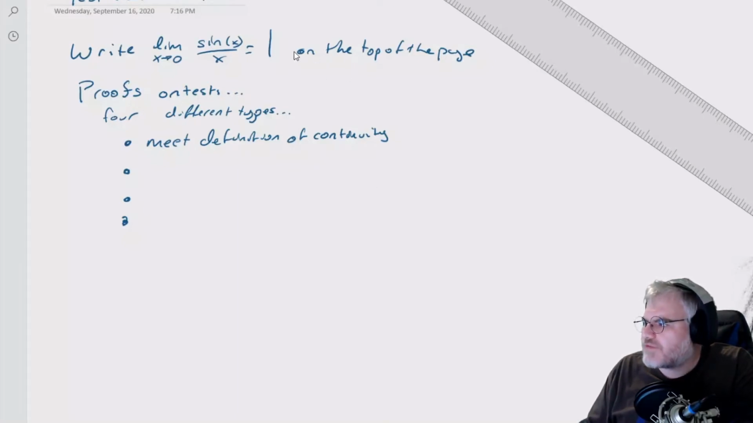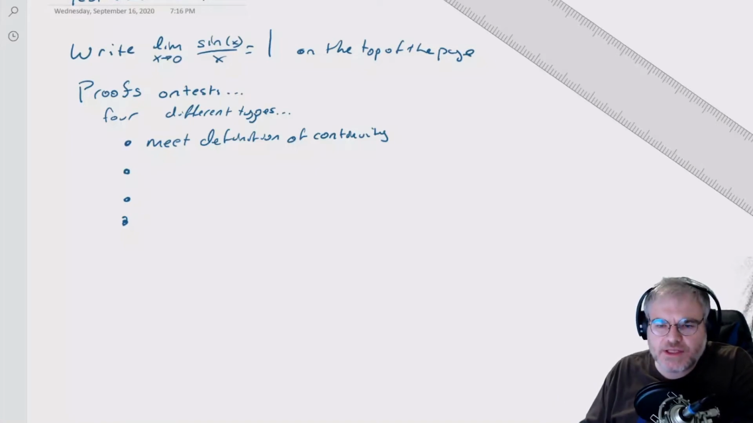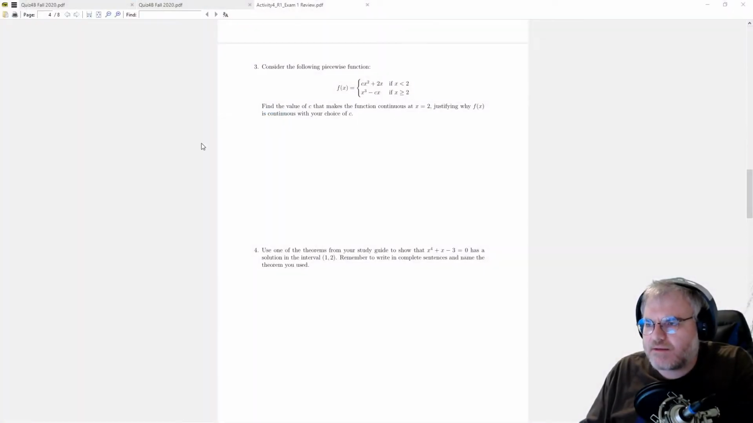Yeah, so you can have something like this. This is one of those first ones, okay? So this is a meet the definition of continuity. Let me actually show you that screen. There's one of these in the practice test for peer leading, the peer-led exam review. Just meet the definition of continuity. So it asks you to find a C that meets the definition.